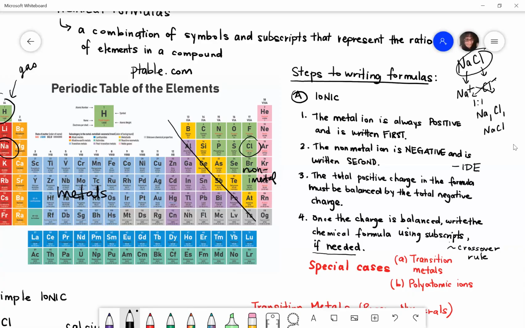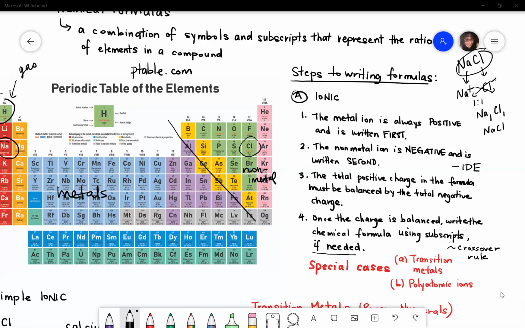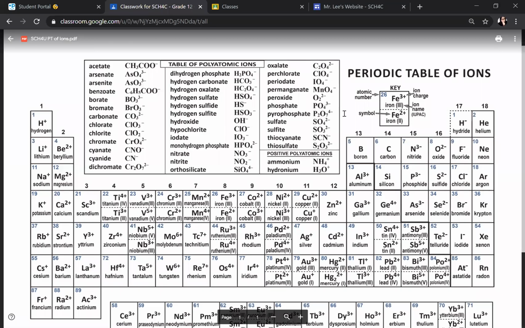Now, when writing formulas for other ionic species, there are 2 special cases, as you've seen in some of the tutorials. For transition metals and for polyatomic ions, that's where we're going to see the use of the Roman numerals for transition metals. And we are going to see groups of atoms that have a collective charge, where we have the polyatomic ions. And again, this periodic table that I just showed you is going to be helpful.